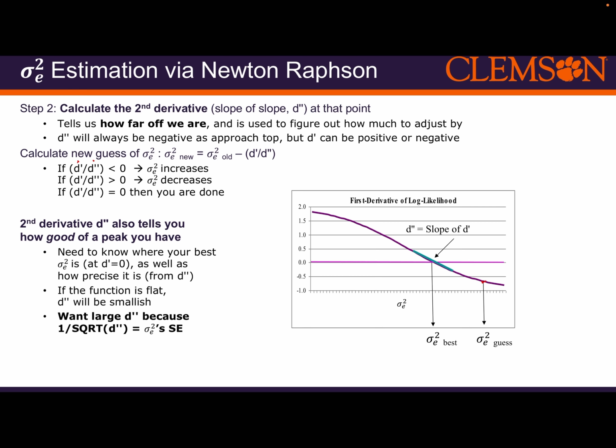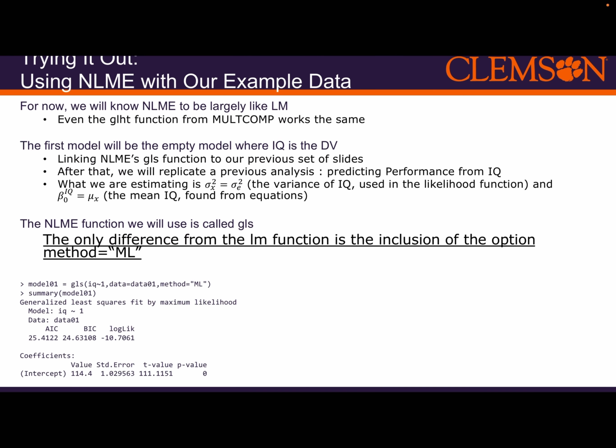than 0, we should guess a sigma squared that gets bigger. Or the reverse of that, if it's greater than 0, we should guess a sigma squared that decreases. Or if it's equal to 0, we can stop. So that second derivative also tells you how good of a peak you have, how flat it happens to be, right? But that's a little bit later. We saw that earlier with the plot of the curvature around sigma squared.